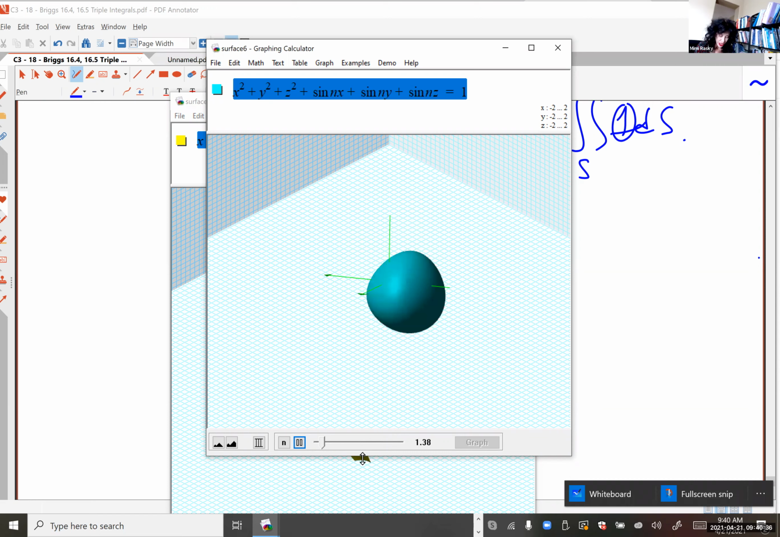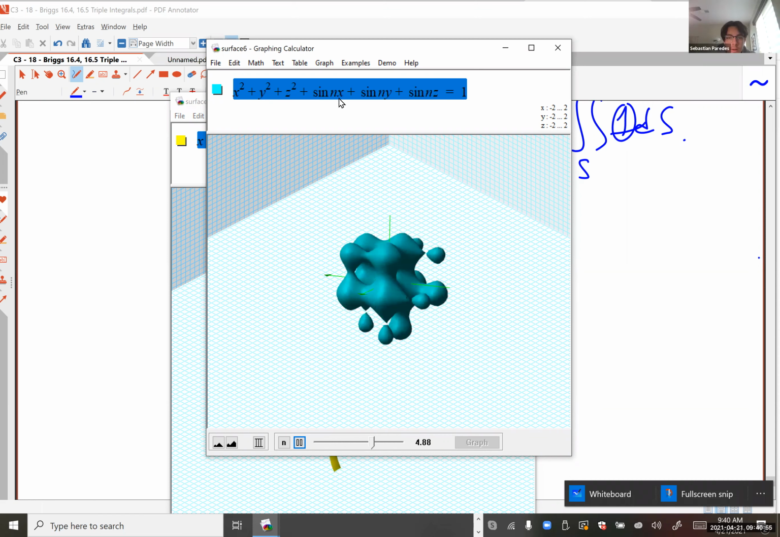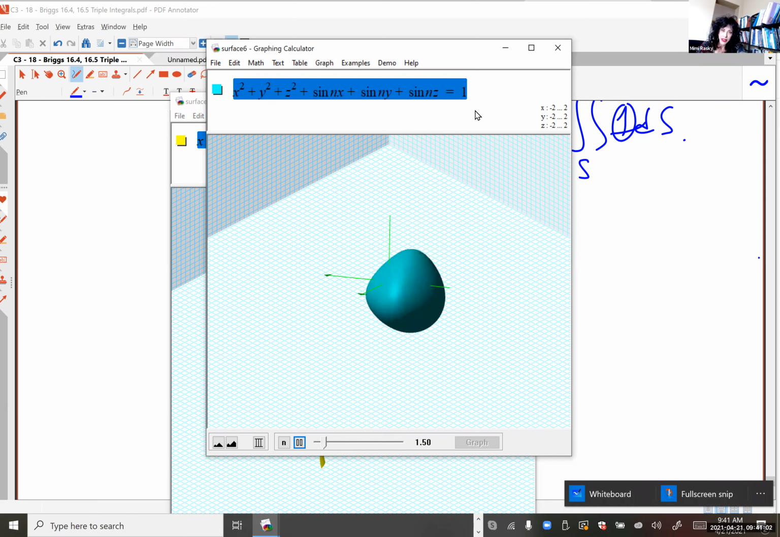So n is changing all the way, I think, from 0 to 7. Isn't that neat? Wait, why does it do that again? The n, can you see the equation up here? X squared plus y squared plus z squared plus sine nx plus sine ny plus sine nz equals 1. That's a representation of a surface. But the surface changes its shape based on what n is doing.